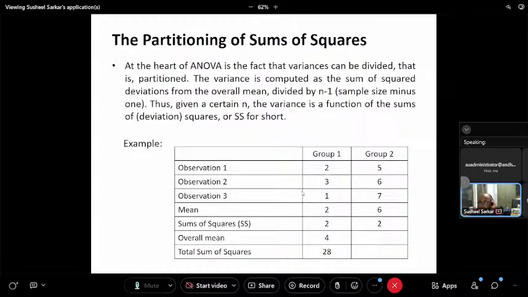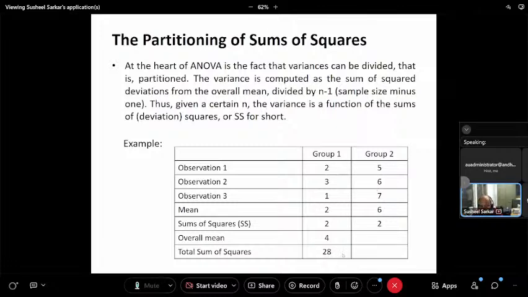Yes. So now the overall mean is 4. So this total sum of squares comes like 2 minus 4 and its square is 4. 3 minus 4 is minus 1 and its square is 1. So 4 plus 1 is 5. And 1 minus 4 is minus 3 and its square is 9. So it becomes 14, 4 plus 1 plus 9. Same here. So this will become 28.